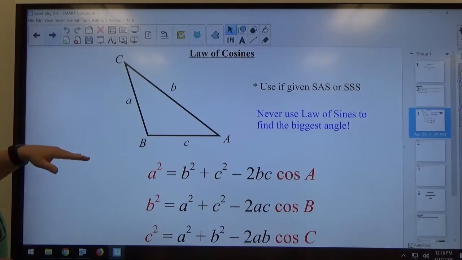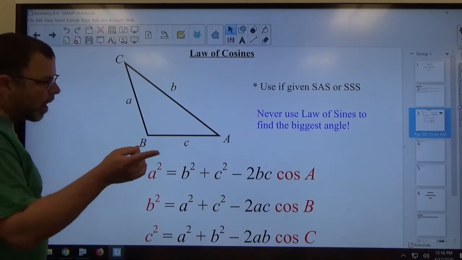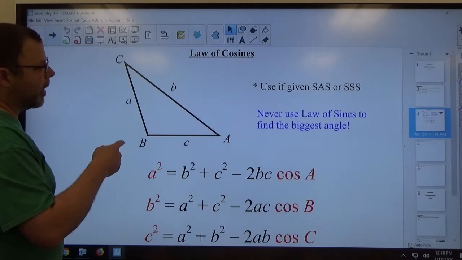This is the law of cosines. I'll give you a moment here. Just pause the video, copy those down. 3, 2, 1. All right, so here is the law of cosines.